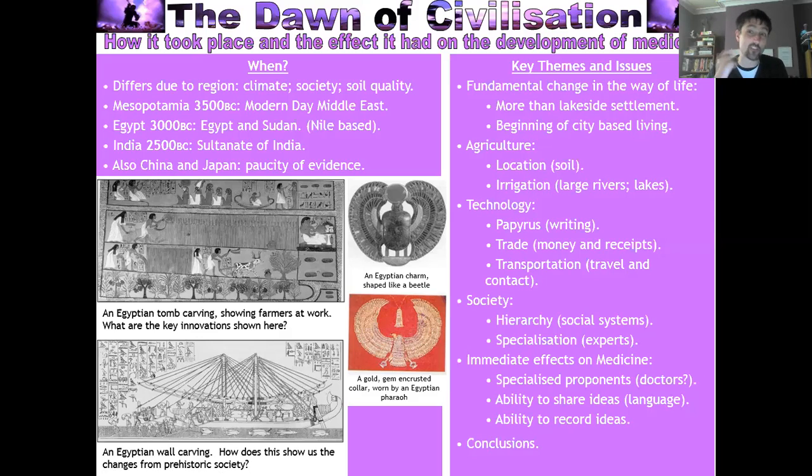And if you've looked down the second side here, that second column there, you will have noticed that we talk about that as part of one of the themes of why things happen when they do. So what are the key themes and issues? Well, civilization marks a fundamental change in the way of life of people that are living it.